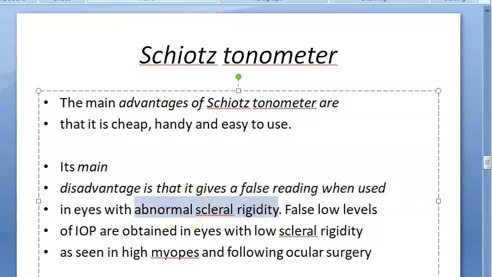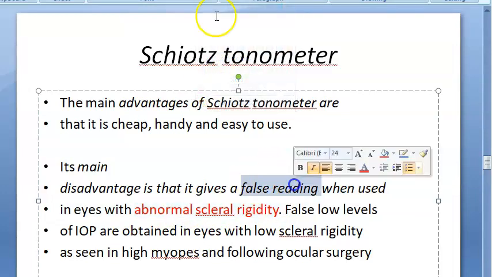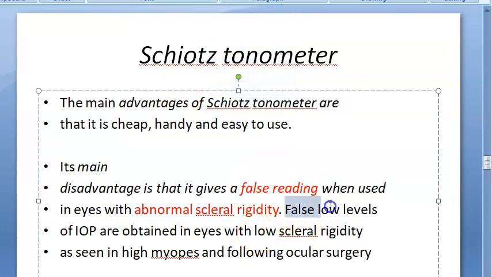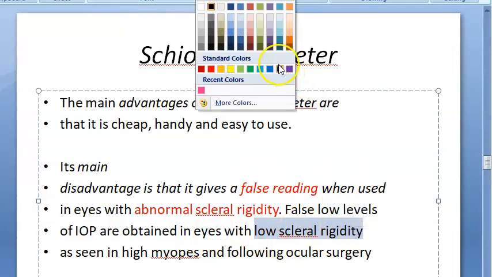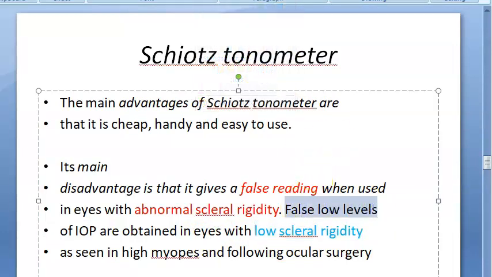So if there's abnormal scleral rigidity, it will give false reading. False low levels are obtained when there is low scleral rigidity. So if there is low scleral rigidity, false low levels you will get. And that means to say if there's high scleral rigidity, you will get high readings, is it? As seen in myopes and following ocular surgery.